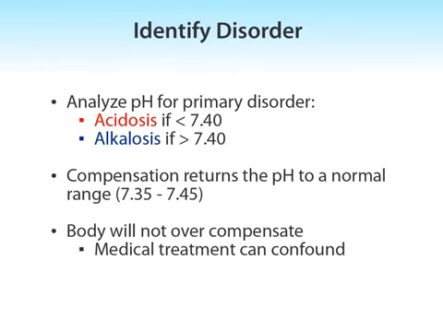The pH direction identifies the primary disorder. A pH below 7.40 signals acidosis as the primary disorder. A pH above 7.40 indicates alkalosis as the primary disorder. The body's compensation mechanisms never overcompensate. They merely bring the pH back to a normal range. So if respiratory acidosis drops the pH below 7.35, metabolic compensation will not overcorrect to a pH above 7.40. Unfortunately, medical treatments may overcorrect and complicate your assessment.